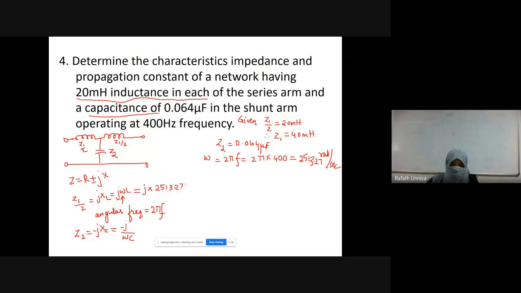2513.27 into L. What is my L? L is nothing but equal to 20 millihenry. 20 milli is how much? 10 raised to the power of minus 3. Okay.